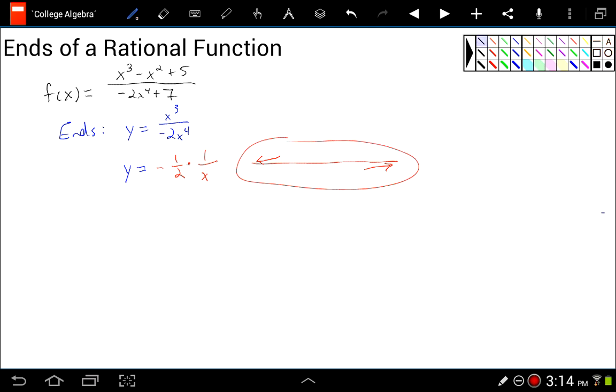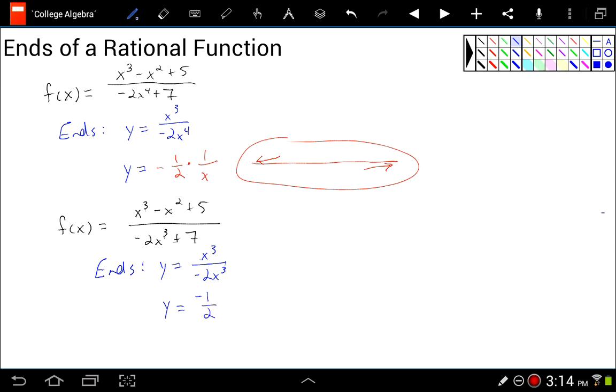If I look at a ratio such as, let's look at another one, x cubed minus x squared plus 5 over now negative 2x cubed plus 7, my ends will be dominated on the top and the bottom by the first term, so y equals x cubed over negative 2x cubed, and that simply reduces to negative 1/2, the constant. So the ends of this graph, if I were to draw my coordinate plane, here's where y is negative 1/2. The ends of my graph would look like y equals negative 1/2, which is a horizontal line.